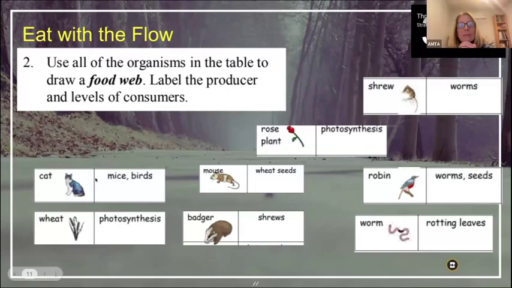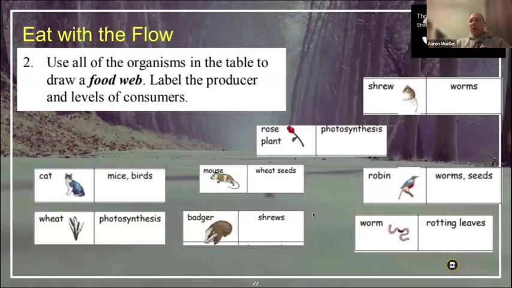I don't know. Nobody on our list. Nothing on the list. If it dies, maybe it would decay and worms would eat it. Okay, but worms wouldn't be at the top of the food chain or food web, would they? Right.